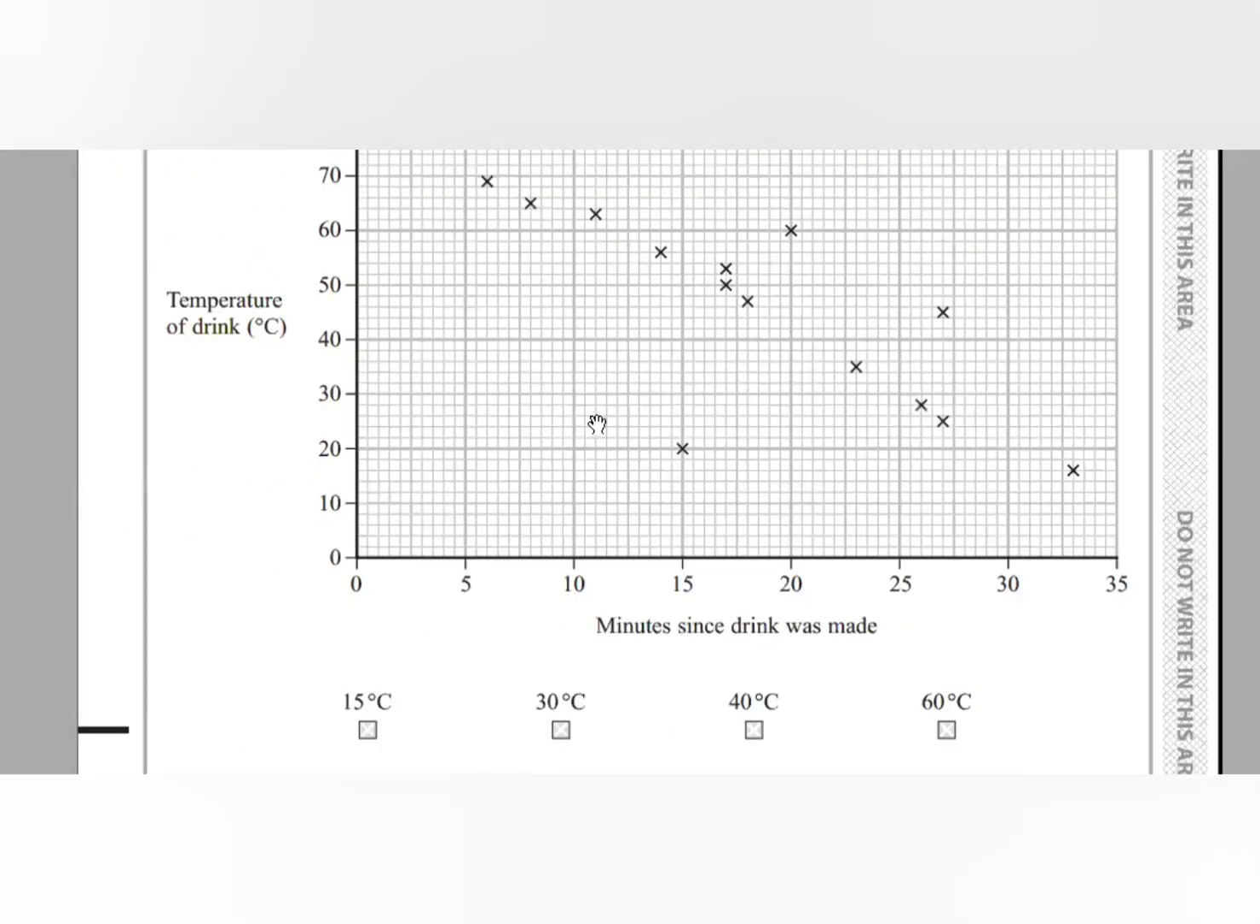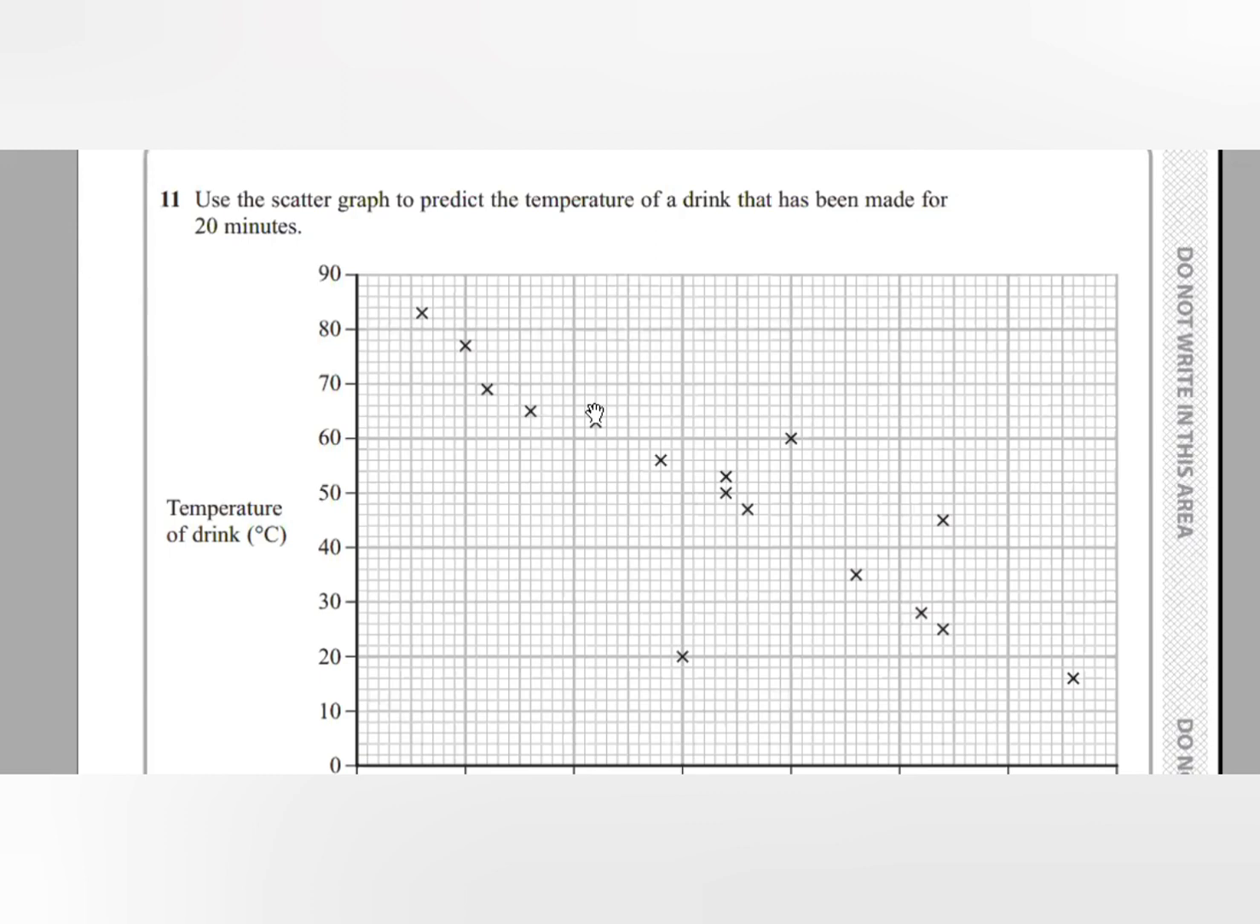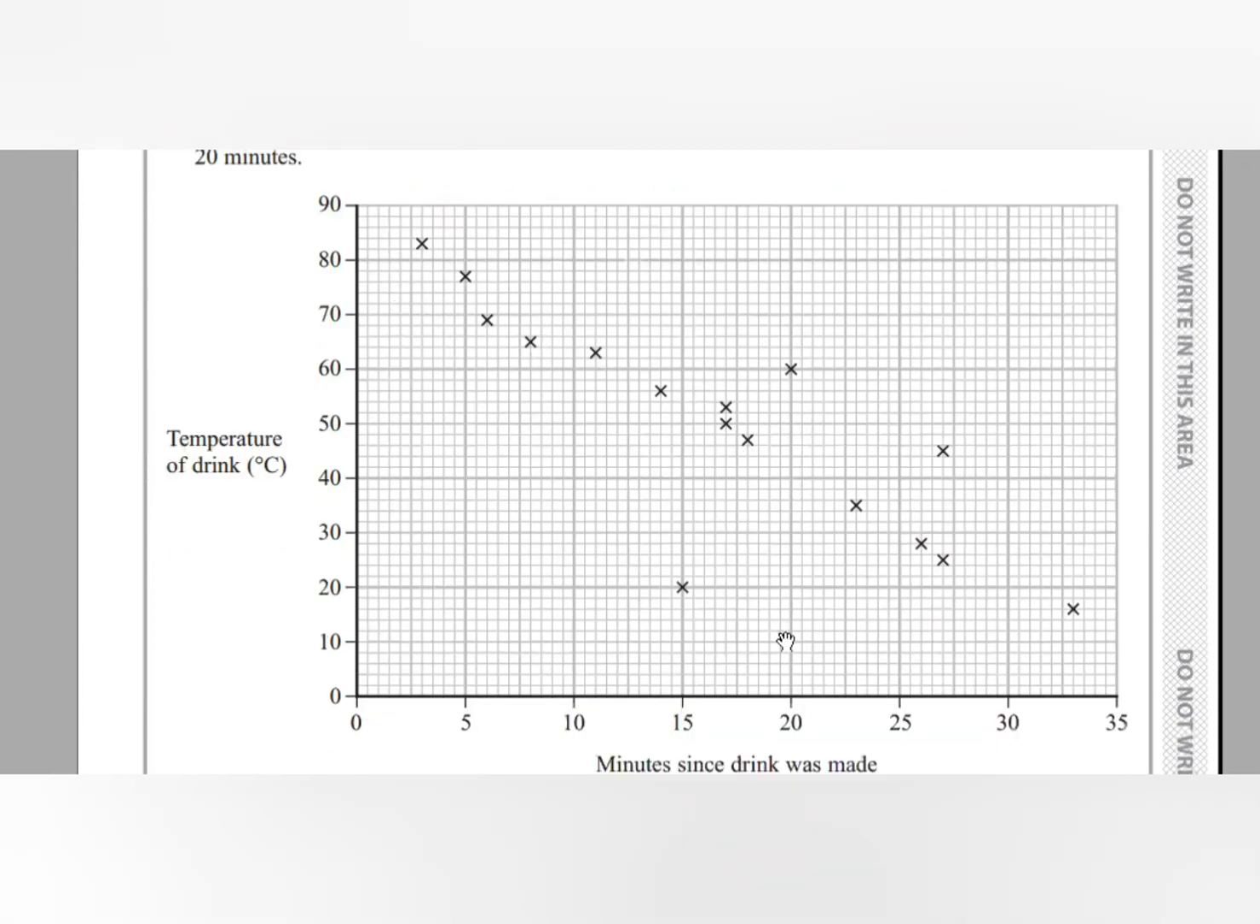We need to make it bigger. Yes, let's make it bigger, okay? Now, this is the scatter graph. This is the temperature. The drink is made for 20 minutes. Now, when we look at the minutes here, we have more than 20 minutes. They need the 20 minutes temperature. So to predict a drink for 20 minutes, it means we have to follow the 20 minutes.